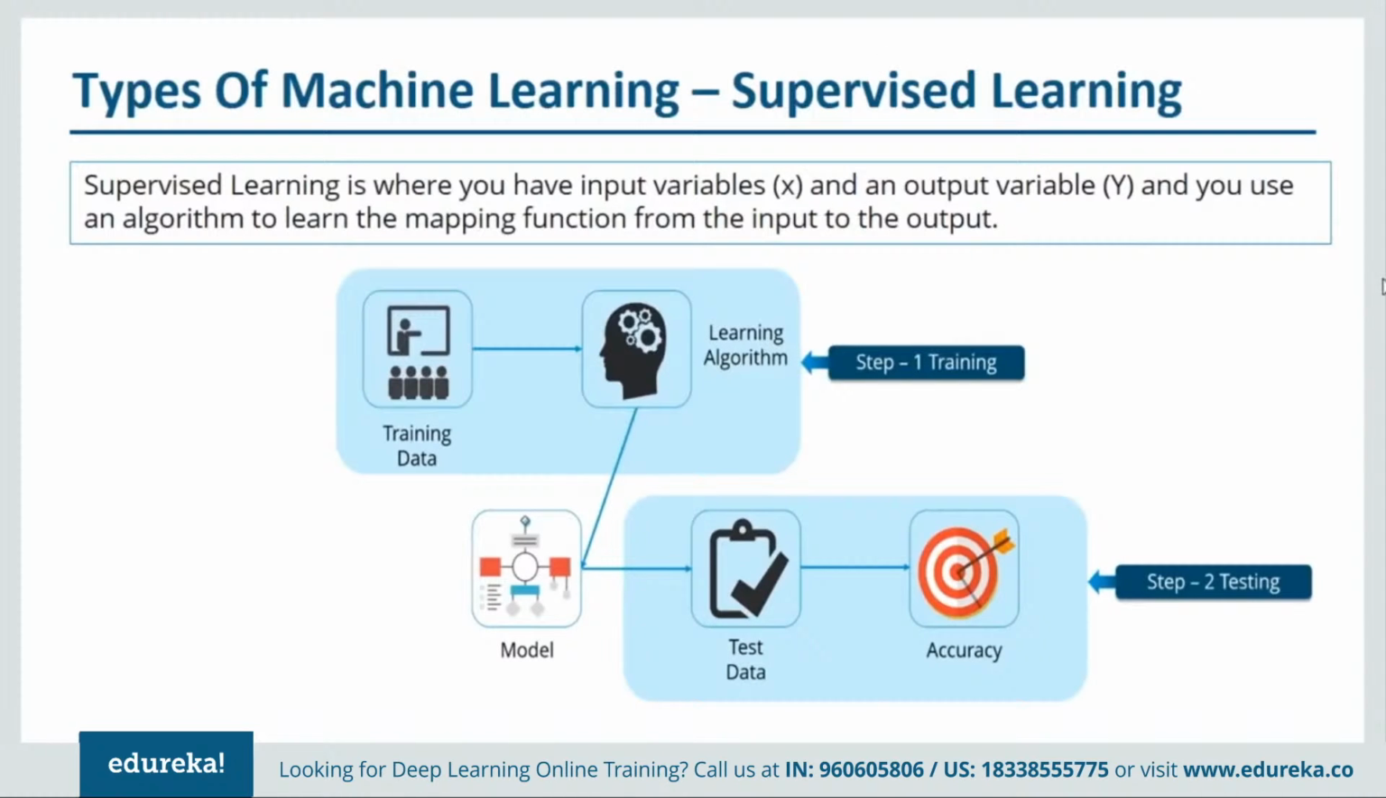So the first type is called supervised learning. Now in supervised learning, you have input variables X and an output variable Y, and you can use an algorithm to learn the mapping function from the input to the output. Now let me simplify it for you. In supervised learning, the data that you have already contains the classification.